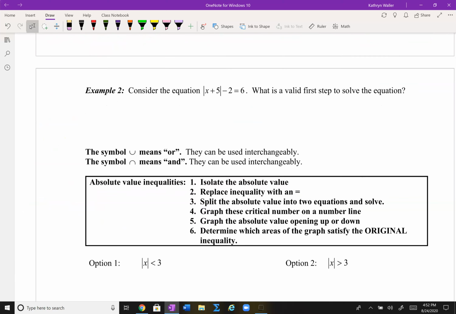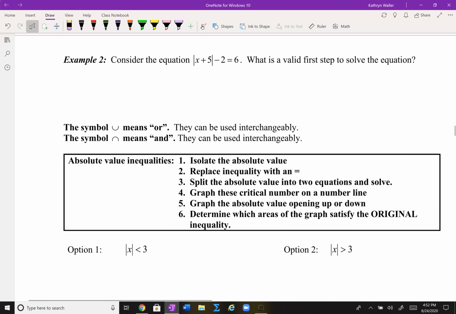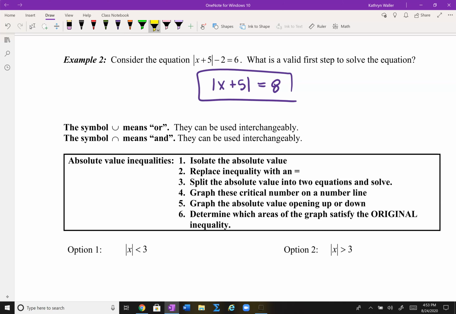Okay, question 2. Weber State often asks you what is the correct first step? And for this problem, it's so sweet because it's just super simple. The absolute value is not alone. So you're just going to move that 2 over to the right, and you'd have the absolute value of x plus 5 is equal to 8, and that's literally your answer. That's all you have to do. It would be multiple choice, okay?